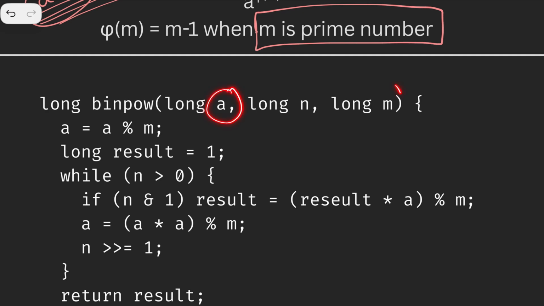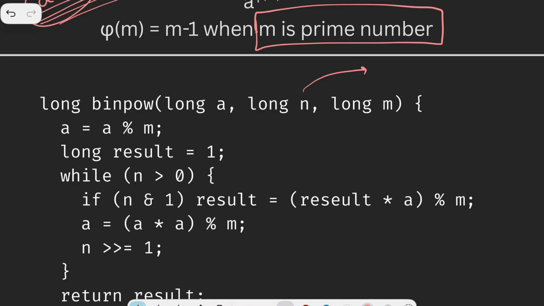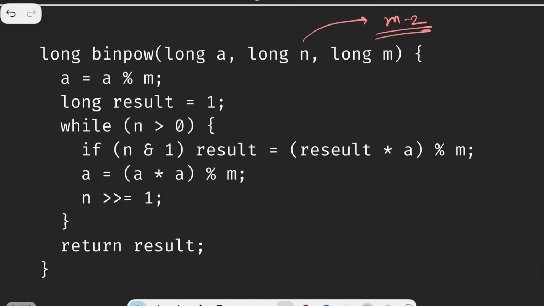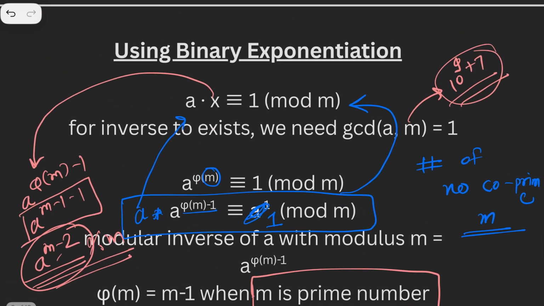So here a is a, here you have m. We compute a to the power n, where n is m minus 2 in this case, right? So if you just pass m minus 2 to this function in place of n, you will get the result as the modular multiplicative inverse of a. I hope this is clear.